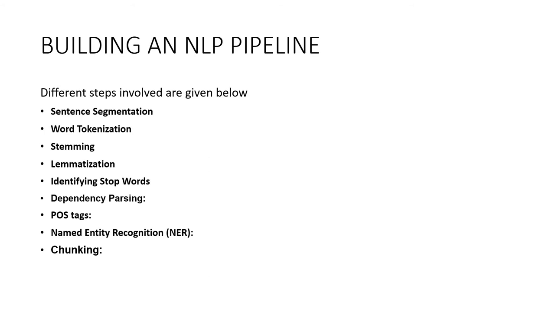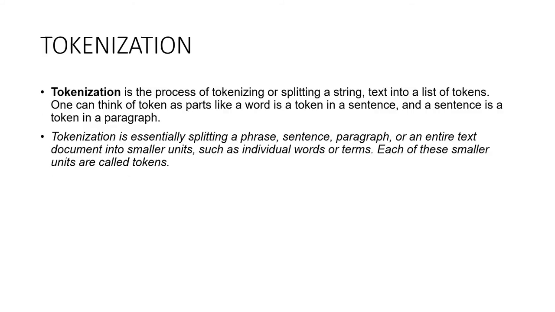So how do we build an NLP pipeline? The different steps involved are sentence segmentation, word tokenization, stemming, lemmatization, identifying stop words, dependency parsing, POS tags, named entity recognition, and chunking. In the first video we discussed these in detail. You can see the playlist and watch those videos. Today, we are discussing tokenization. In NLP, tokenization is really important.